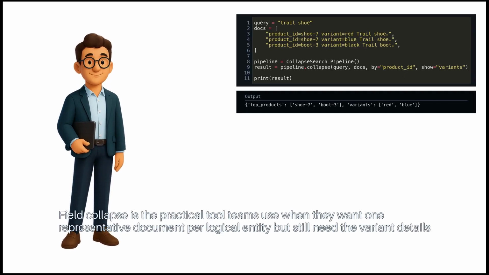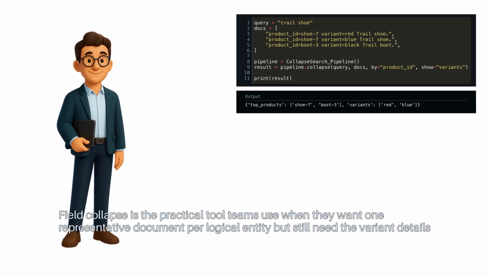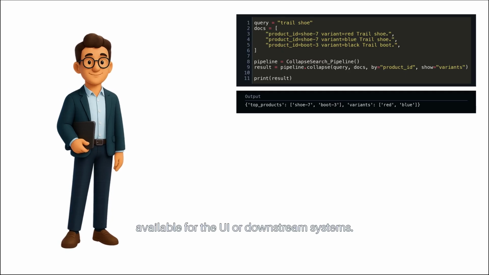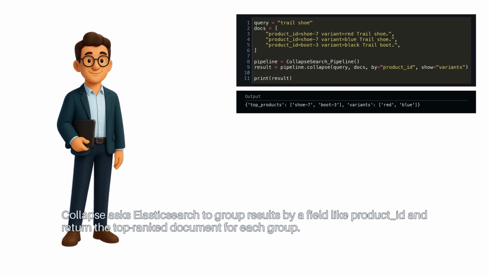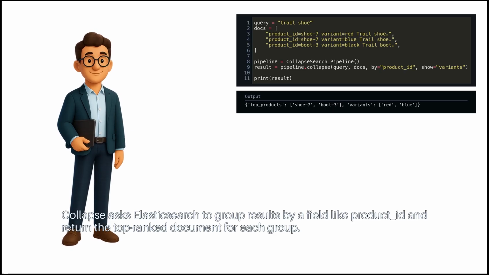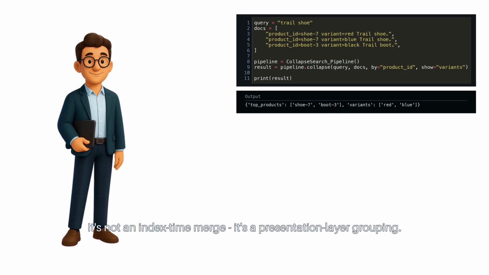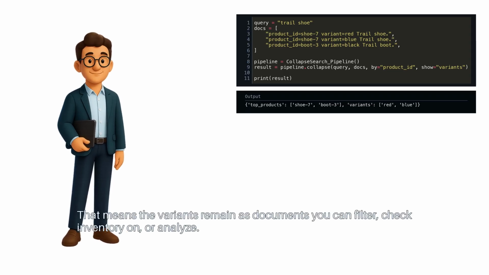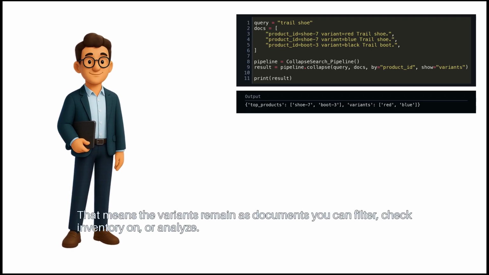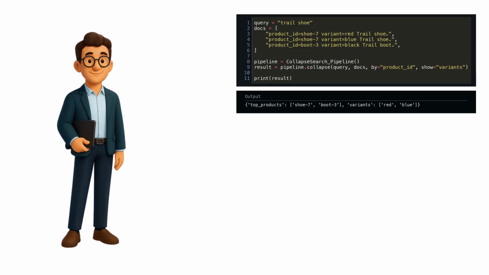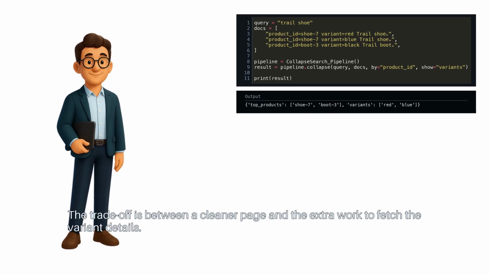Field collapse is the practical tool teams use when they want one representative document per logical entity, but still need the varied details available for the UI or downstream systems. Collapse asks Elasticsearch to group results by a field like product ID and return the top-ranked document for each group. It's not an index-time merge. It's a presentation layer grouping. That means the variants remain as documents you can filter, check inventory on, or analyze. The trade-off is between a cleaner page and the extra work to fetch the variant details.